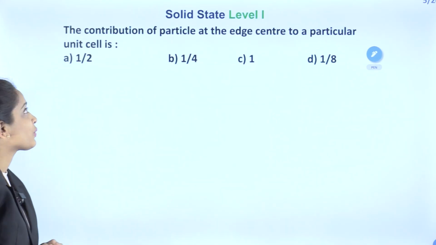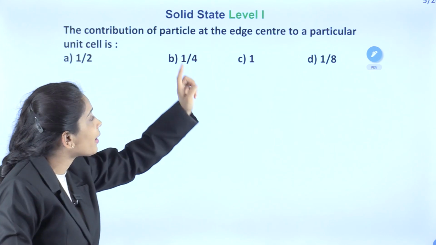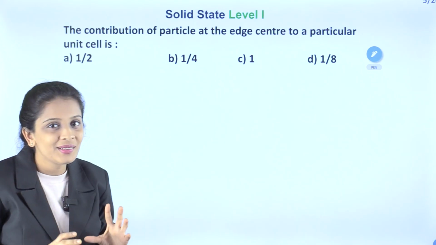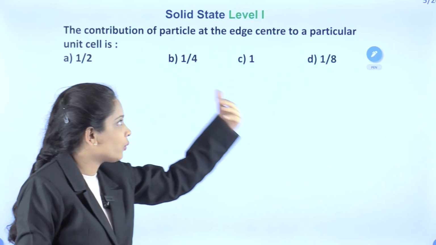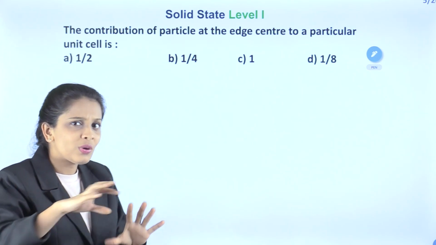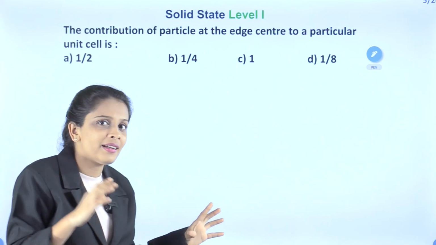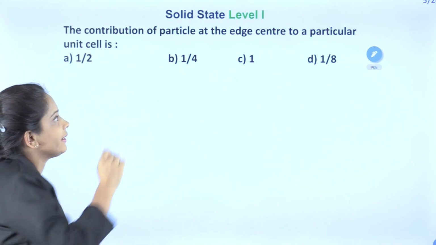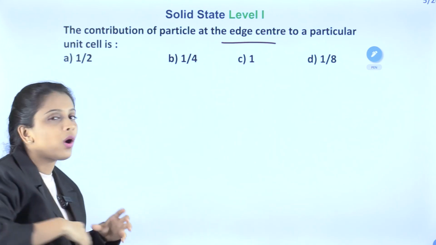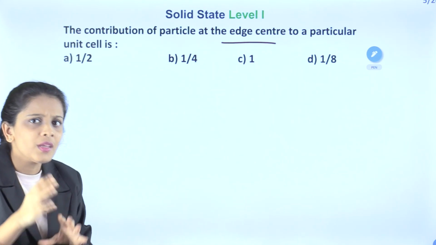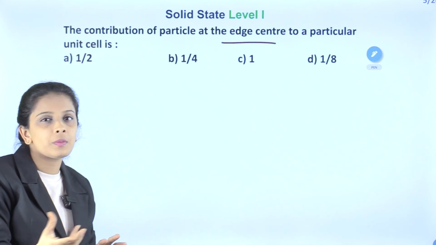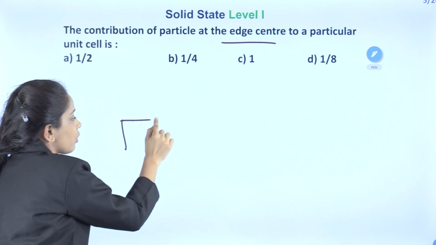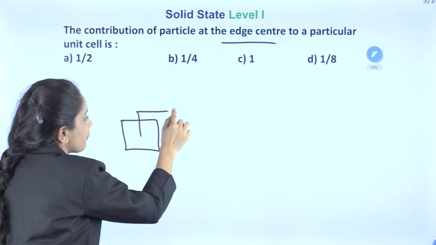So in the next question, students, we have: the contribution of a particle at the edge center to a particular unit cell is what? Half, 1/4, 1 or 1/8. Let's try to understand the logic behind it, then directly go for the answer. Yes. So we have edge center. First we need to understand what we mean by edge center. For that, let me give you one simple representative diagram so you will understand in a better way. So let me draw one cube for you over here.